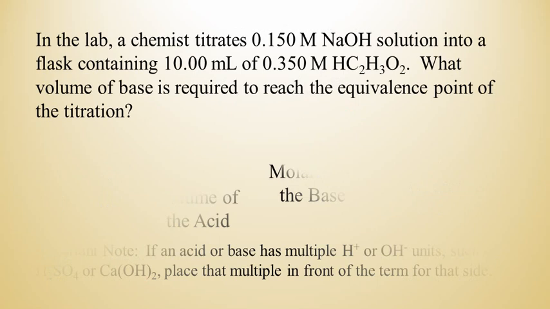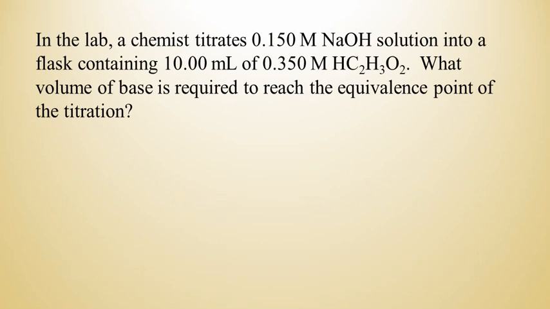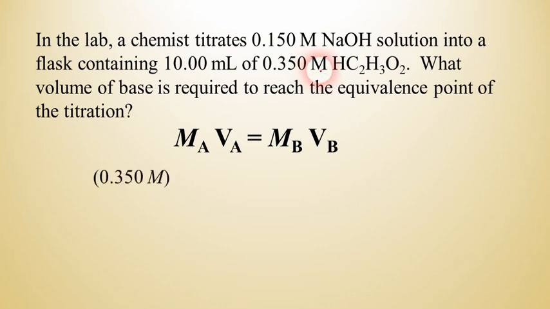Let's try an example with this titration equation. Here we have a chemist that's titrating 0.150 molar sodium hydroxide solution into a flask containing 10.00 milliliters of 0.350 molar acetic acid. What volume of base is required to reach the equivalence point of this titration? Well, once again, we're going to use the titration equation, and we're just going to plug the numbers in here. So we're going to find the molarity of the acid. Well, that's given to us right up here in the problem. That's the 0.350 molar of acetic acid.